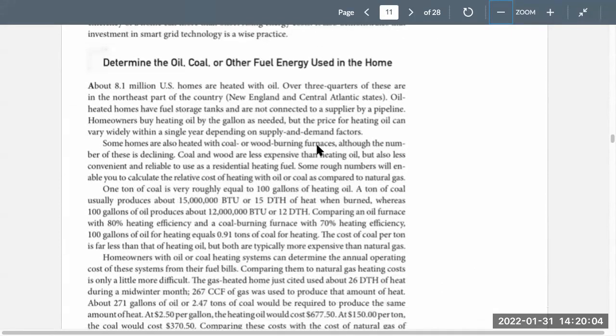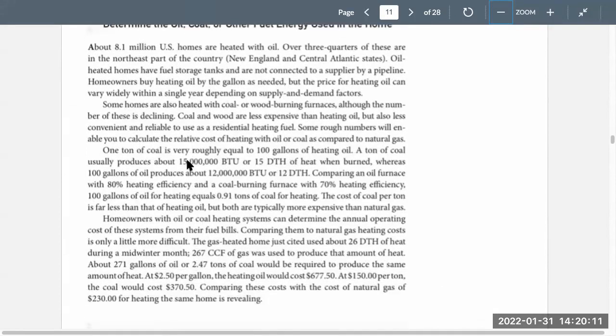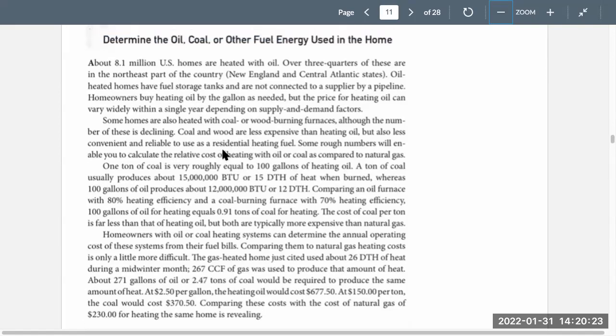Same thing, they go on talking about if you've got a house that's heated with oil or coal or other fuel, there's not really much of a way to determine these except looking at their fuel bills. So how much coal are they buying? How much wood are they using? How much oil are they buying? That is going to give you basically all the information you can get. This will just tell you that you're spending this much money on this type of heating system.